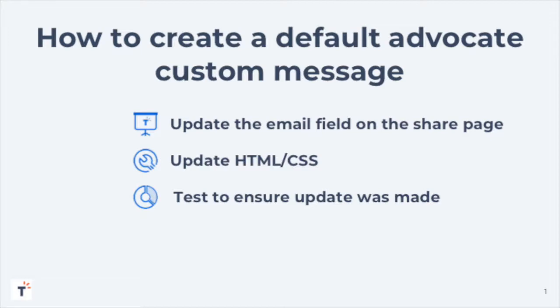So first we're going to update the email fields on the share page itself so that it is displayed to advocates what that custom message is by default, so they can change that if they choose to. The next thing we'll do is update the HTML and CSS. That's going to update the custom message that is being sent in all the emails. And last, we're just going to test to make sure that the update was made correctly.